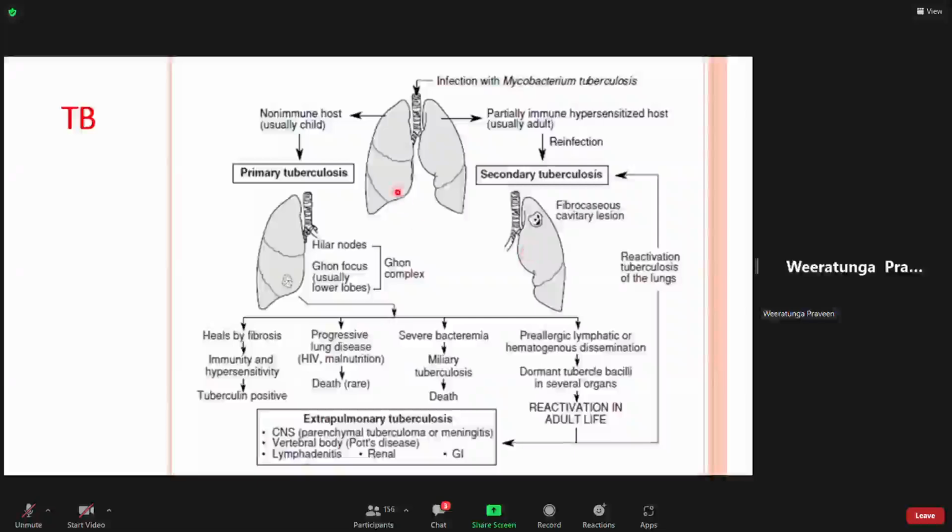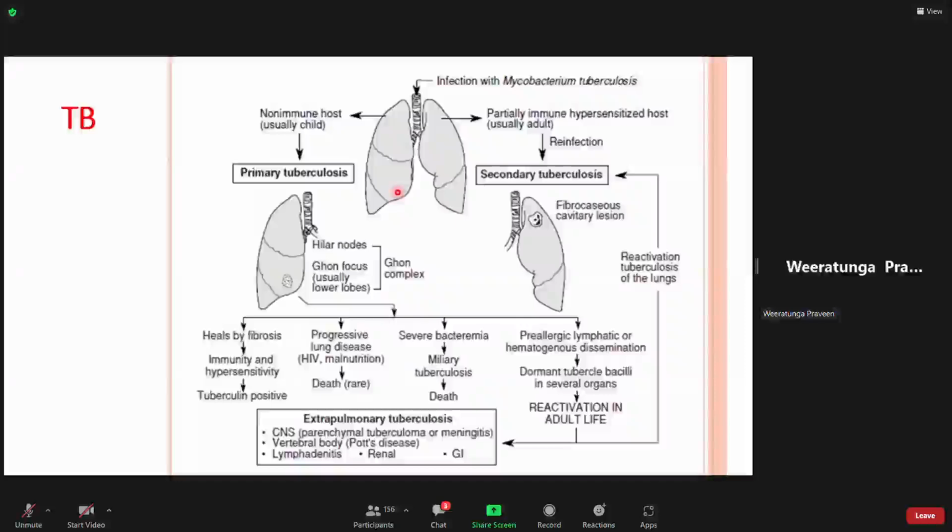Now we go on to tuberculosis. Again, TB is an important topic that you need to study for MCQ and SCQ. Even in short cases and long cases, in relevant places, you can be asked about tuberculosis. So it's an important topic. You can't not study it.